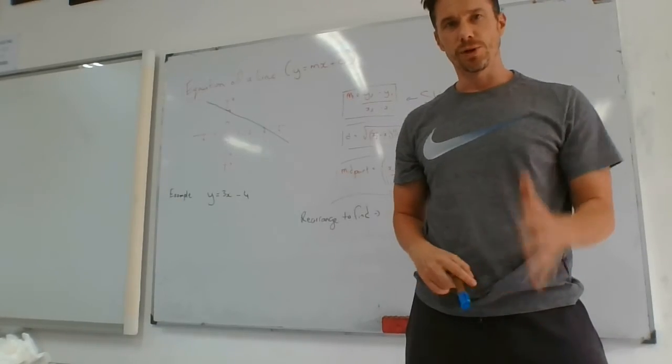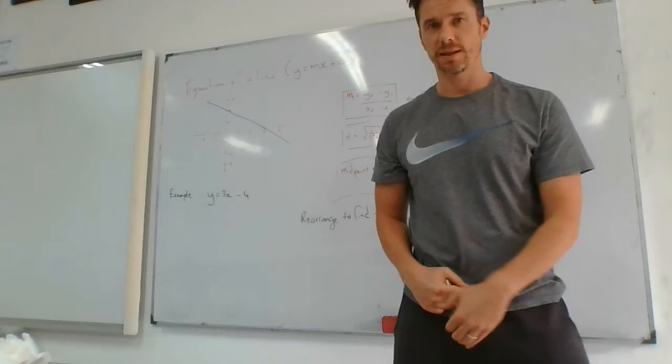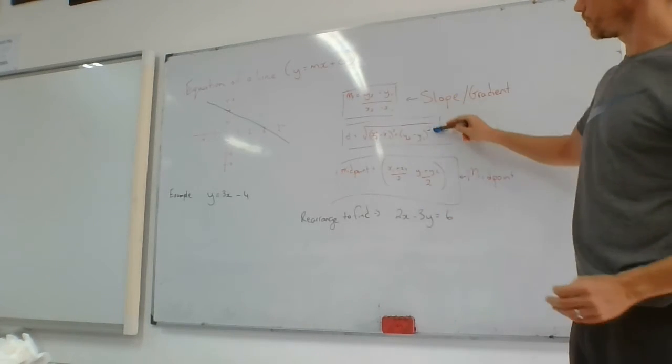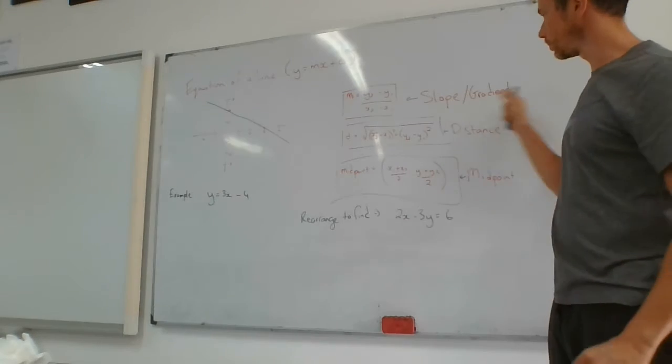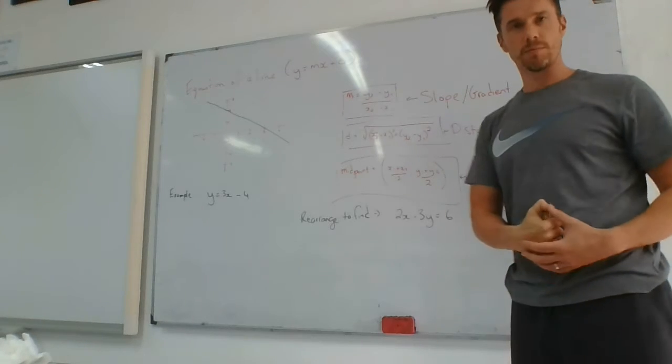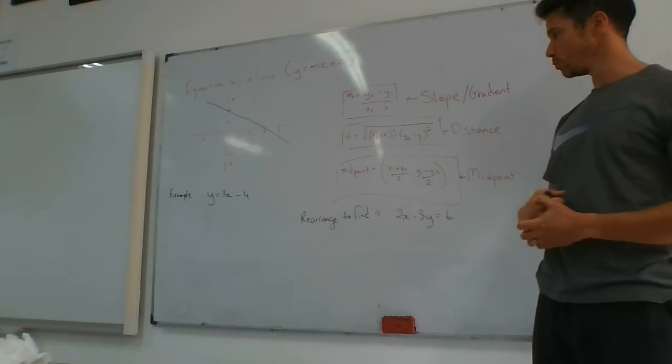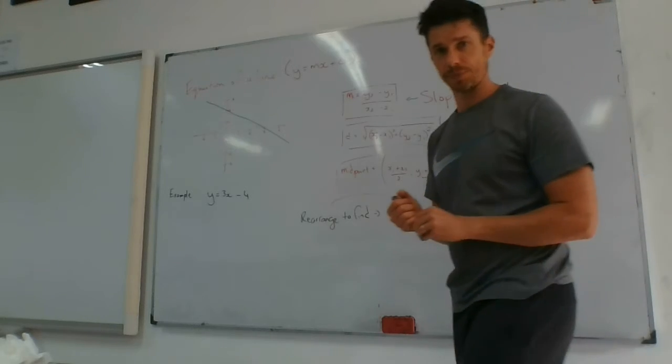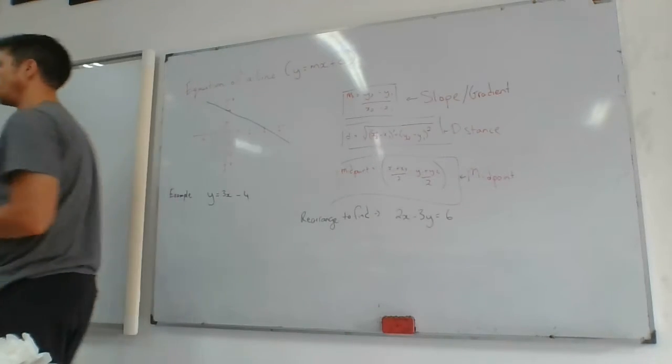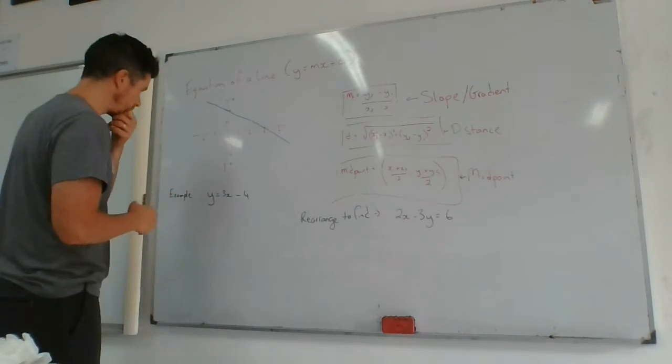Hi Year 10, so we're going to talk about equation of a line today. So we have these formulas in our back pocket: slope or gradient, distance and midpoint. So we may just use the slope one today. Okay. So we probably want to find an equation of a line.